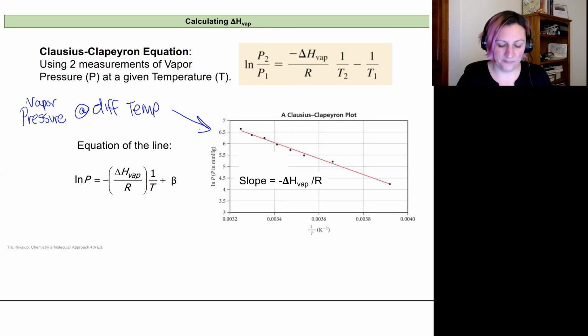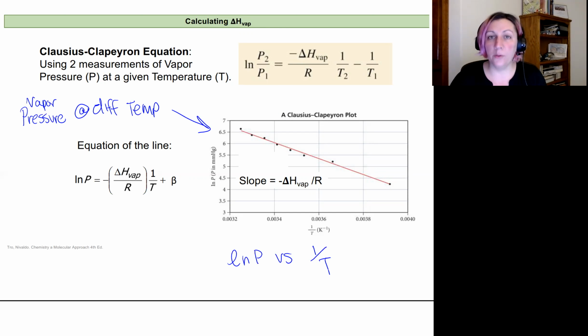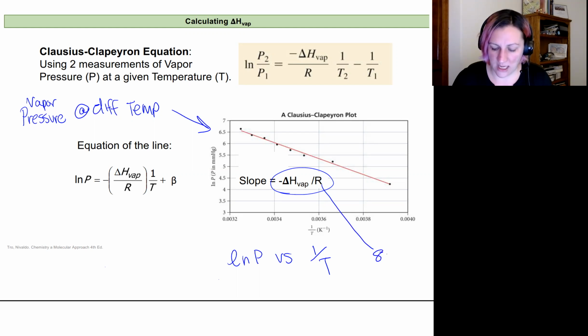we can plot the natural log of pressure versus the inverse of the temperature in Kelvin. And we should get a plot with a negative slope like this. From this, the slope of this line would be equal to the negative of the enthalpy of vaporization divided by R. R is one of those constant values that we use a lot. It has a lot of different numeric values based on its units. We're going to use the version that's 8.314 joules per mole Kelvin.